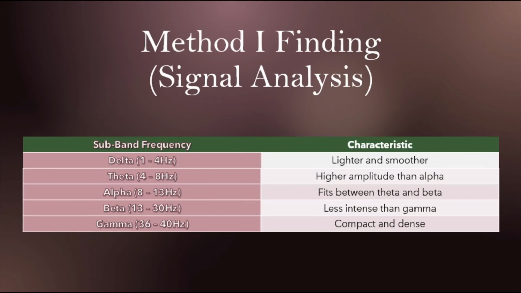Last but not least is gamma signal frequency of 36 until 40 Hz. It is associated with high intensity brain tasks such as visual processing, problem solving, and memory, and thus the signal was found to be much more compact and denser compared to the other frequency bands.